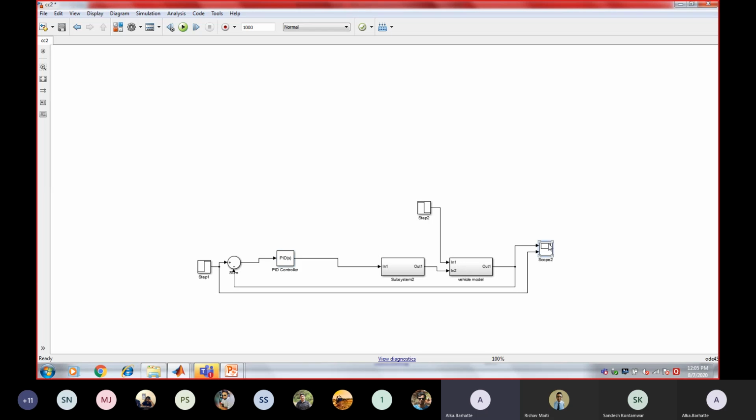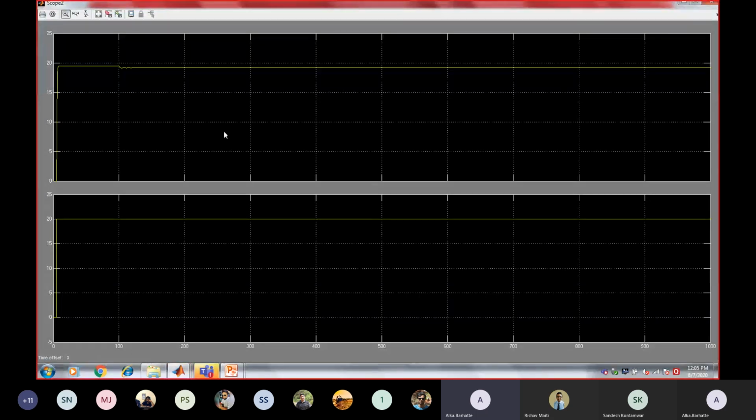So with only the proportional block, you can see we are continuously getting, we are not getting any jerk, but we are not able to reach this set value of 20. This is the continuous steady state that we are getting with the proportional block, and here is the speed change. So with this, whatever the initial speed is, it has reduced a little. So this is the proportional block.